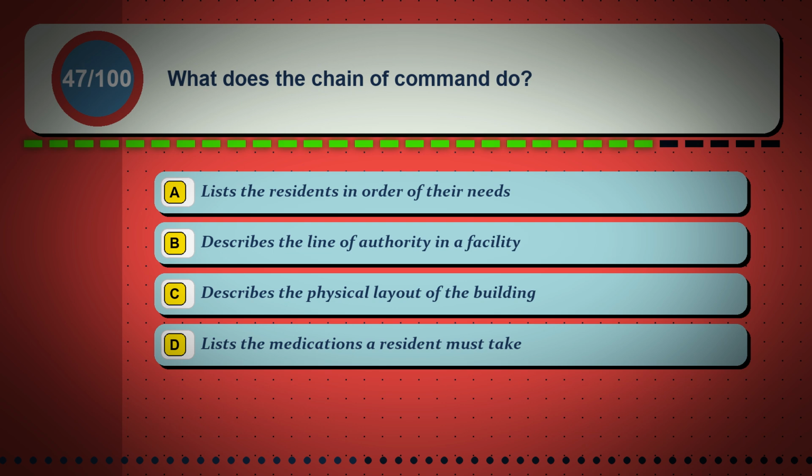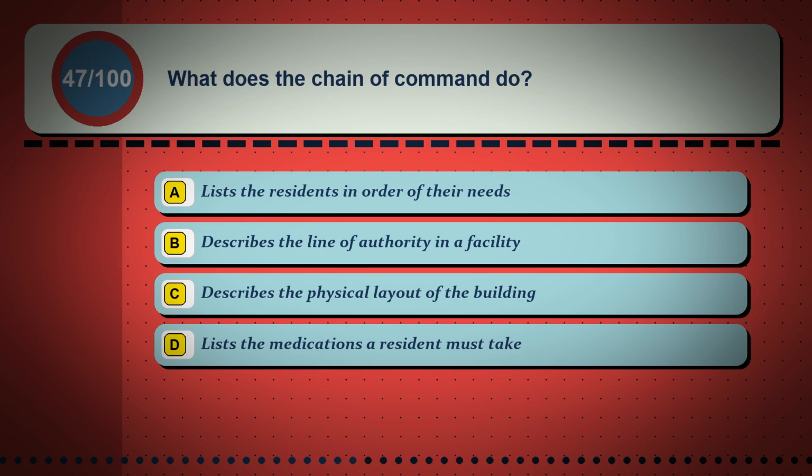What does the chain of command do? Option A lists the residents in order of their needs. Option B describes the line of authority in a facility. Option C describes the physical layout of the building. Option D lists the medications a resident must take.